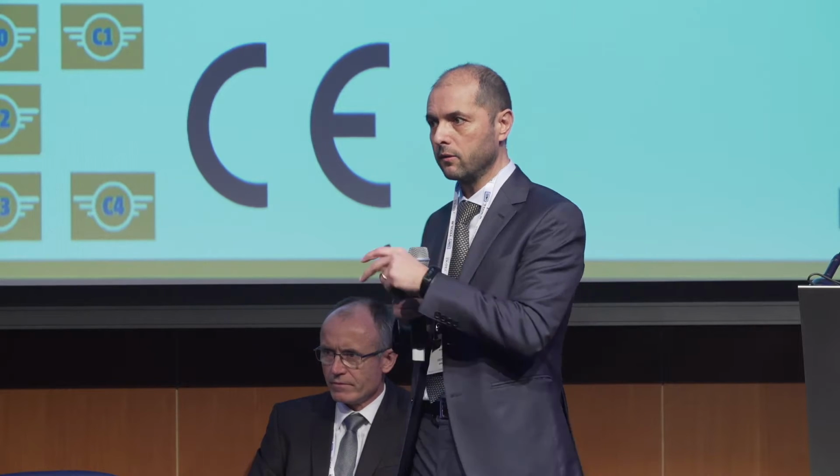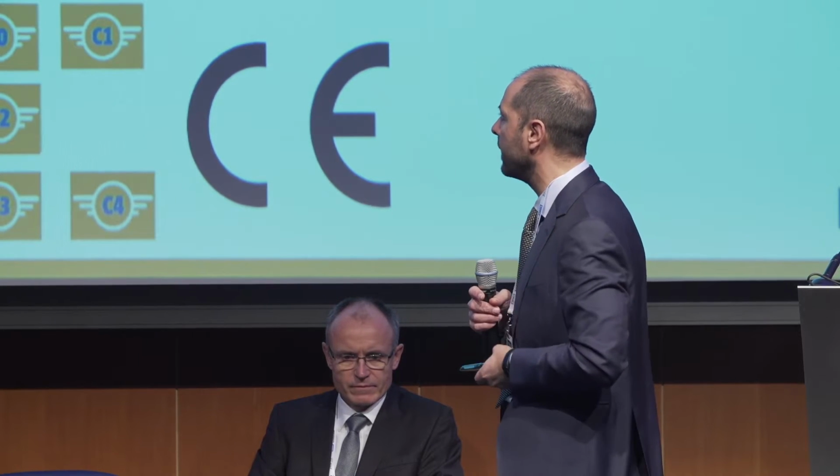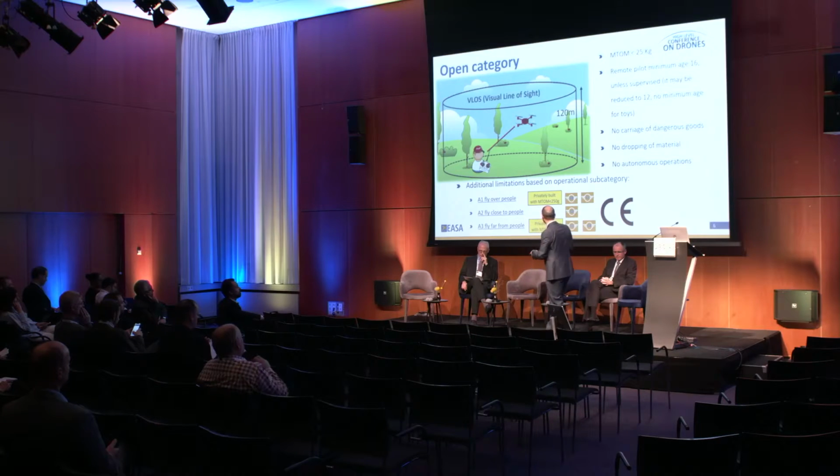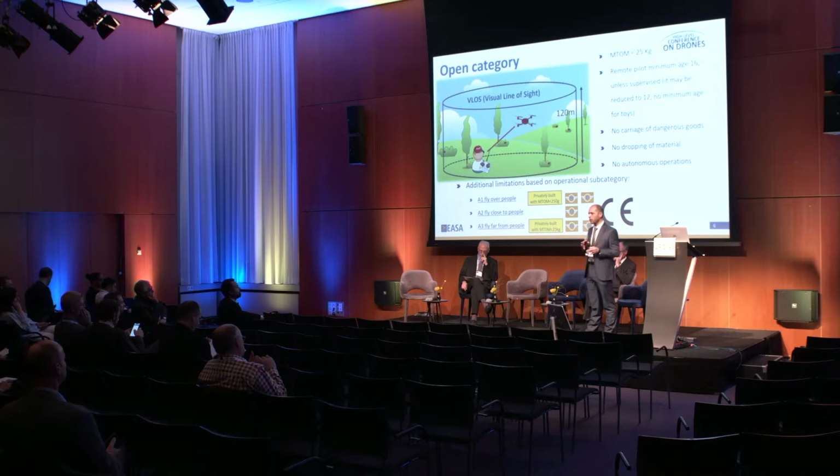And then you can do some professional operation with this kind of operation without having any authorization by no one. So you just register and fly. And instead, if you are using a drone that is heavier, up to 25 kilos, then there will be C3 or C4. The difference between C3 and C4 is only that the C4 is a special category that we developed for model aircraft, but still is below 25 kilos.